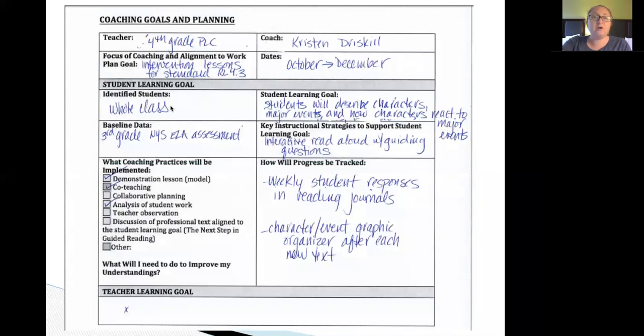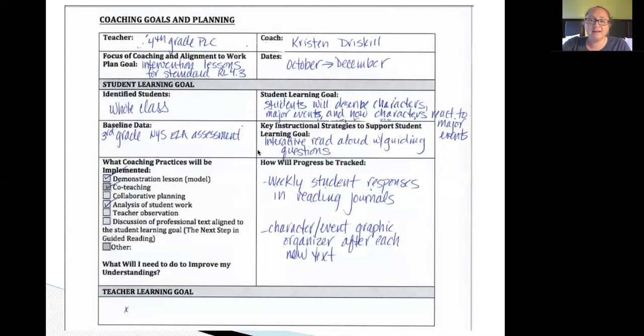So it was meant for the whole class because it did come from that state test data, which is right here. The goal was that students will describe characters, major events, and how characters react to major events. That's language right from the standard, right? So this is clearly based in a standard.